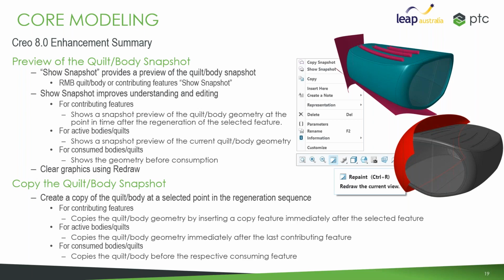So it's a great way to go back and see how something was built without having to roll back through the model tree or use layers or anything like that as well to see it. Okay, so I can quickly and easily see what the surface looked like at a point in time, and then at that point in time, I can actually create a copy of that snapshot to then build a new surface that I might want to use for some other actions as well.